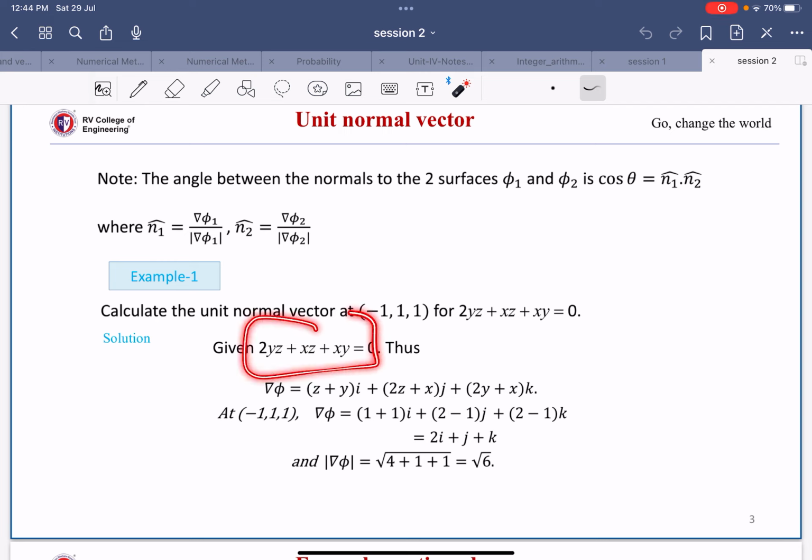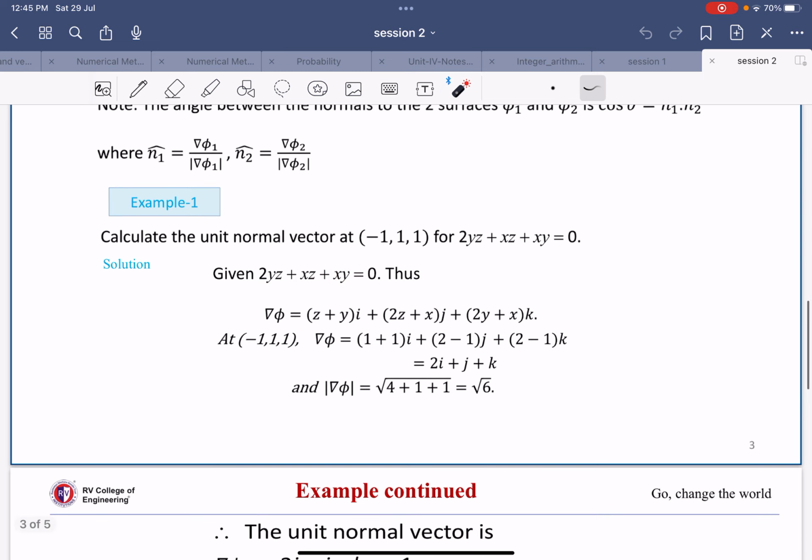Then differentiating this partially with respect to z, we get (2y + x) k cap. So these two, x and y, are treated as constants, so this becomes 0 when we differentiate partially with respect to z. At the given point (-1, 1, 1), gradient of phi becomes 2i cap + j cap + k cap.